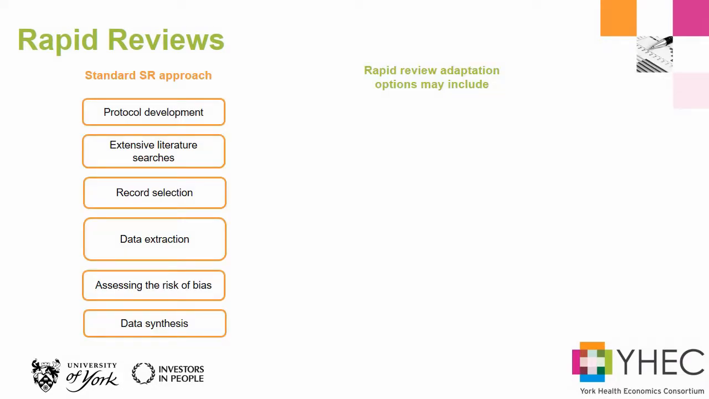In this slide, we will look at some of the common adaptations that are made to the standard systematic review process for a rapid review. In a systematic review, a predefined protocol is developed with clear eligibility criteria and details of the review methods. In a rapid review, instead of the standard bells and whistles protocol, a brief protocol can be developed.